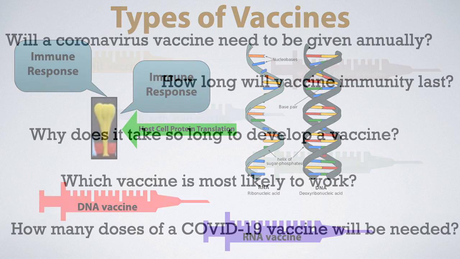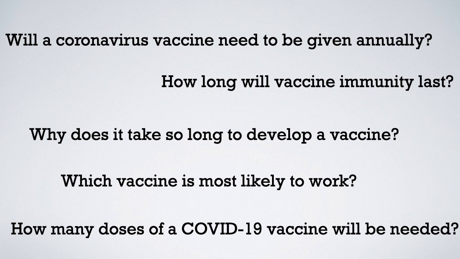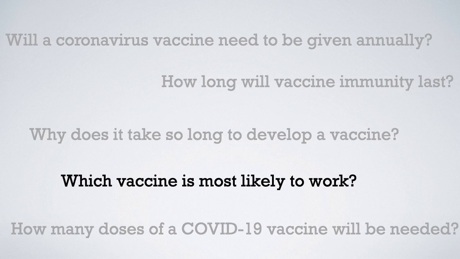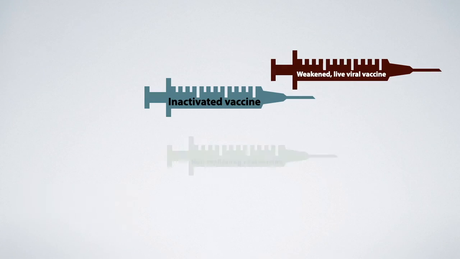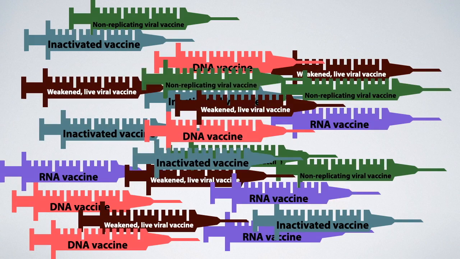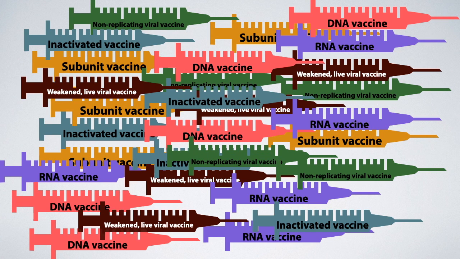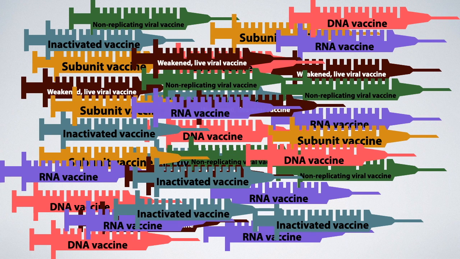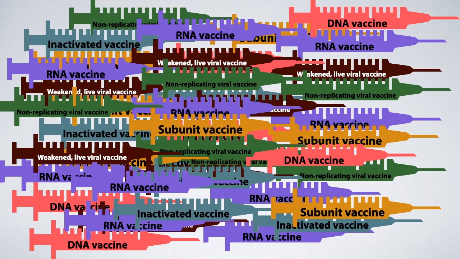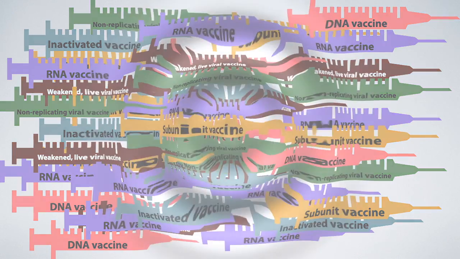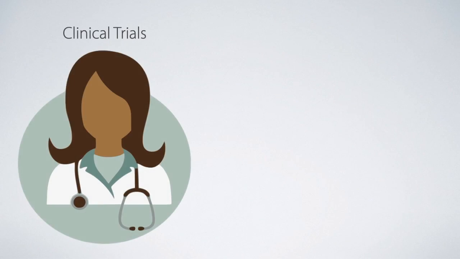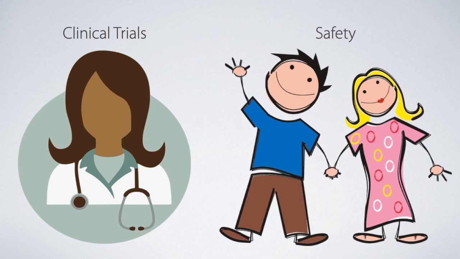Many of you probably have tons more questions about COVID-19 vaccines. For example, you might be asking, well, which type of COVID-19 vaccine is most likely to work? Actually, there are over 170 vaccines currently in development. And in reality, it's likely that more than one of these approaches will work. However, until large clinical trials are completed to test for effectiveness as well as safety, we won't know which ones will work and are safe.